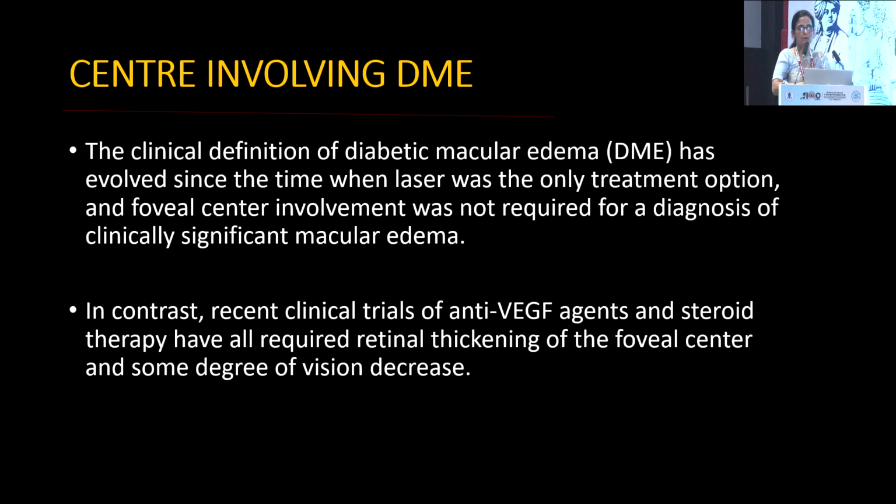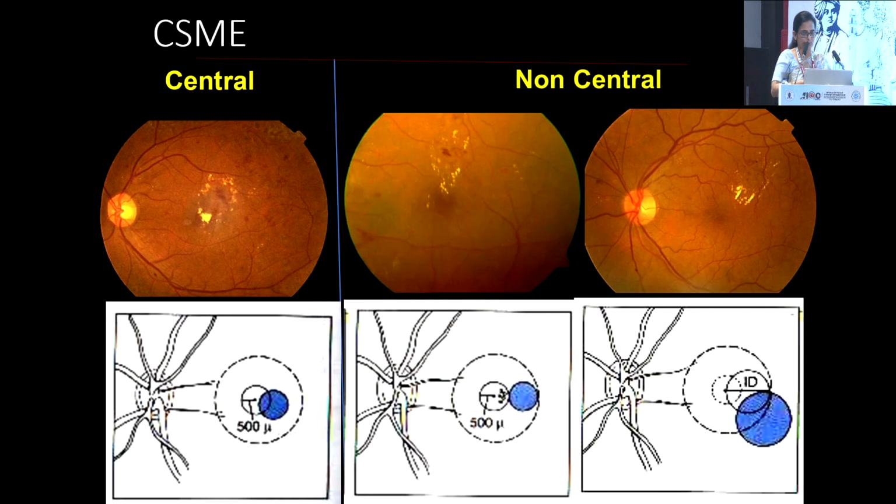Now for macular edema, the term that we now use is center involving DME, as opposed to CSME that was used in previous years. Now the definition of diabetic macular edema has evolved because we moved from lasers to injection. And foveal center involving or center not involving diabetic macular edema is what we talk about. So if you see, CSME was these three conditions, but center involving would only consist of macular edema within 500 microns of the fovea. And this would all come into non-central diabetic macular edema.